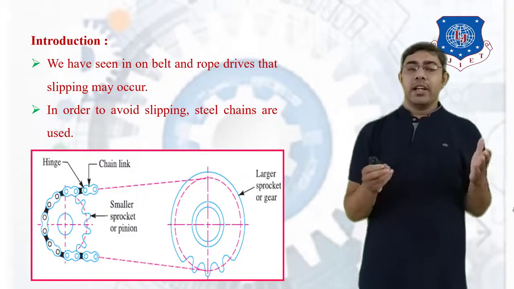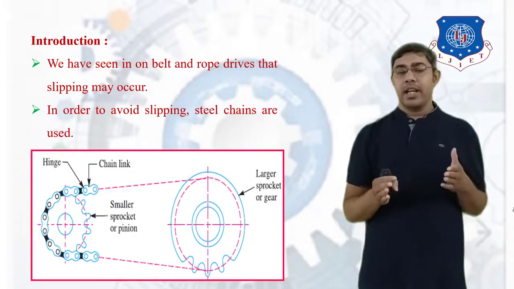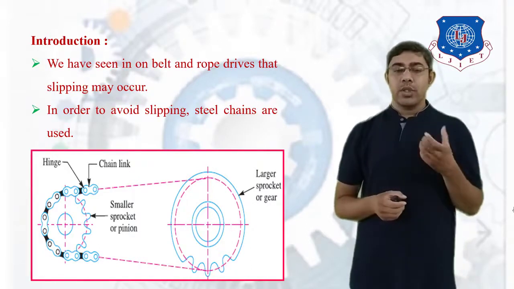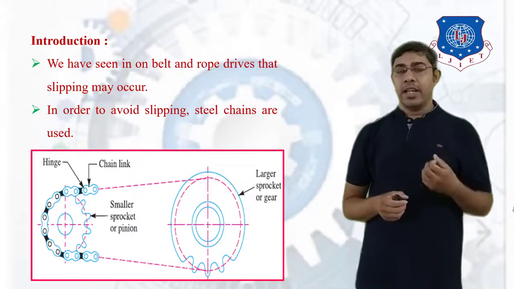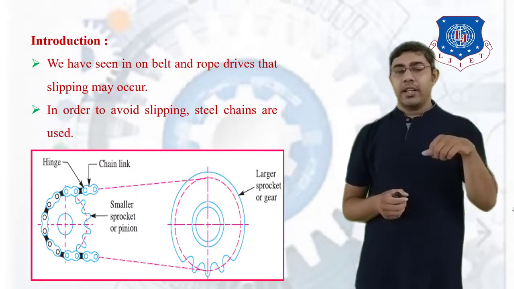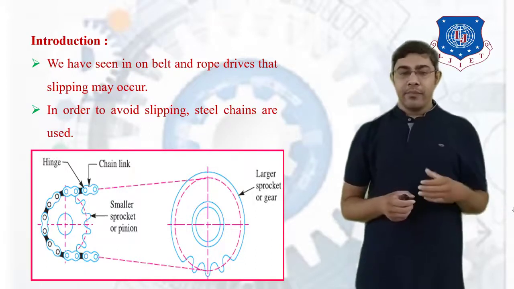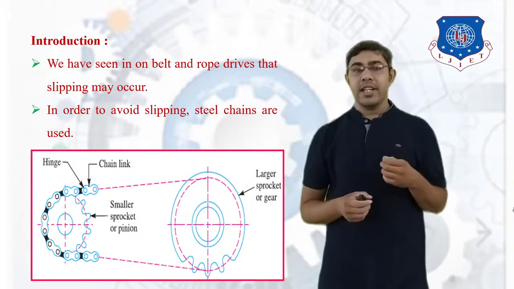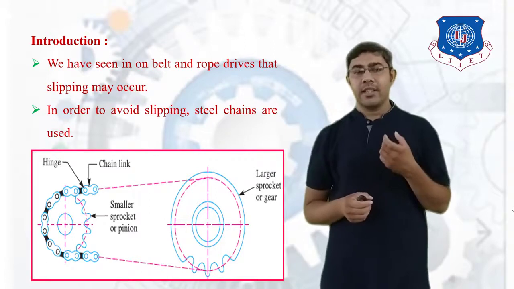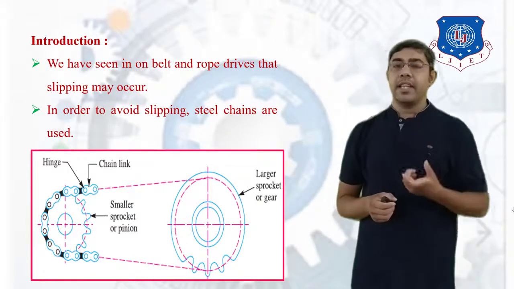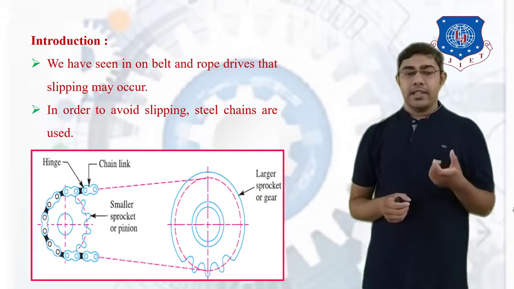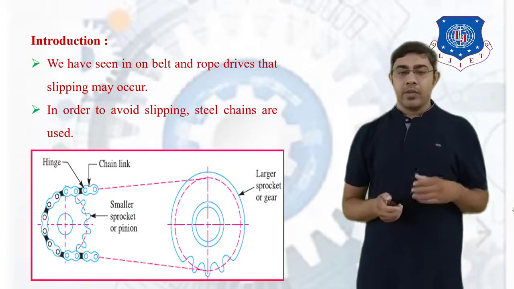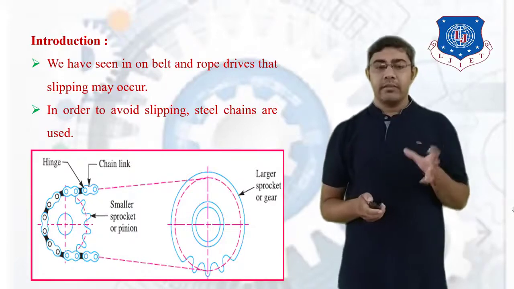If you see, both the sprockets are toothed, so the sprocket and chain link are in constant contact with each other. You can also see in this chain drive there are rigid links that are known as chain links, and this link is hinged with an adjacent link. So this is the chain drive.